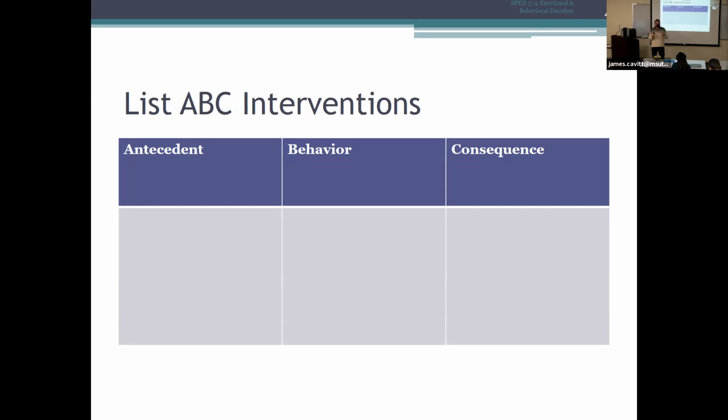Now you can go and do some behavior analysis on your best friend or your dog, whichever.